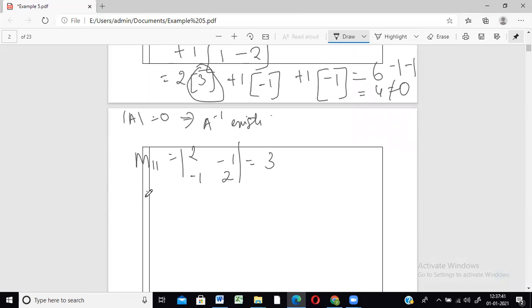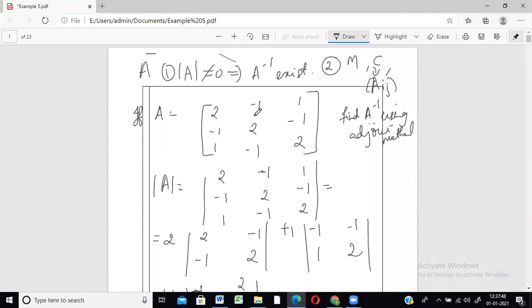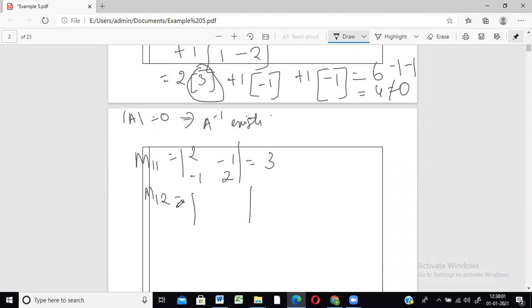Next one will be M12. What is M12? First row, second column's element. What is first row and second column's element? This is the element. Now ignore this column and this row. Whatever remains, minus 1 1, minus 2 minus 1 2 minus 1 1 minus 1 2. This is where it lies. So this is minus 1 into 2 is minus 2. This is what, minus 1. So minus 2 minus of minus 1 is minus 2 plus 1 is minus 1.